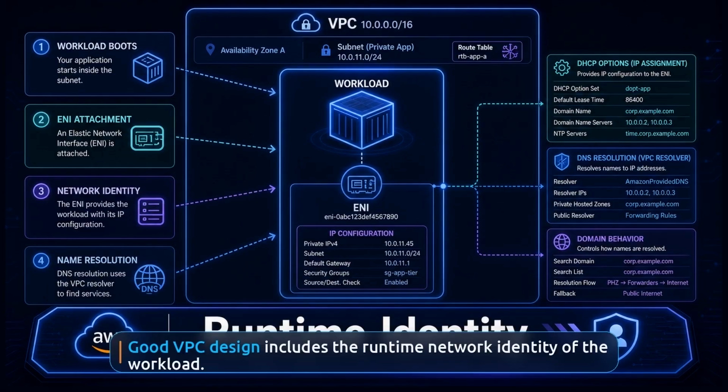This is also why ENIs matter operationally. They are not just abstract AWS objects, they are part of the runtime identity of the workload. IP attachment, subnet placement, security group binding, and traffic behavior all come together there. So when we say VPC design, we do not only mean drawing 3 subnet boxes. We mean designing the actual runtime network identity of the workloads that will live in that environment.